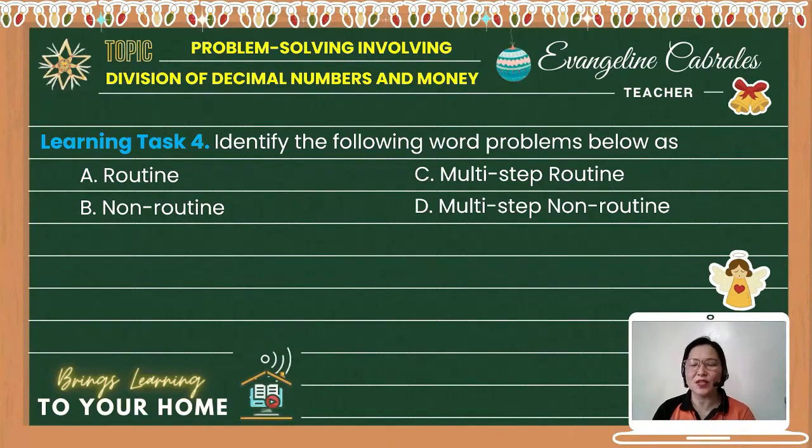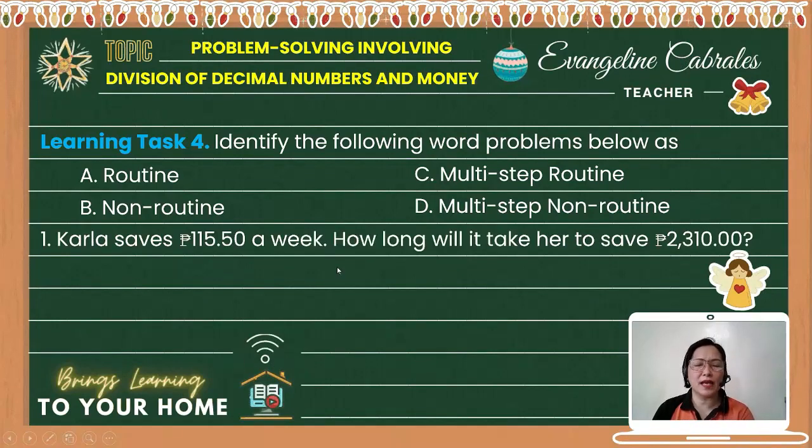Okay? So, ngayon, na alam na ninyo ang pagkakaiba-iba nila, let us have this. Carla saves 115 pesos and 50 centavos a week. How long will it take her to save 2,310 pesos? So, alin kaya dyan sa 4 na yan ang problem na ito?